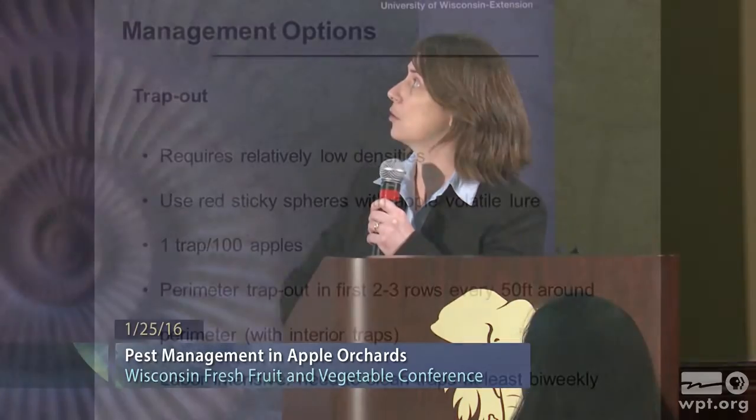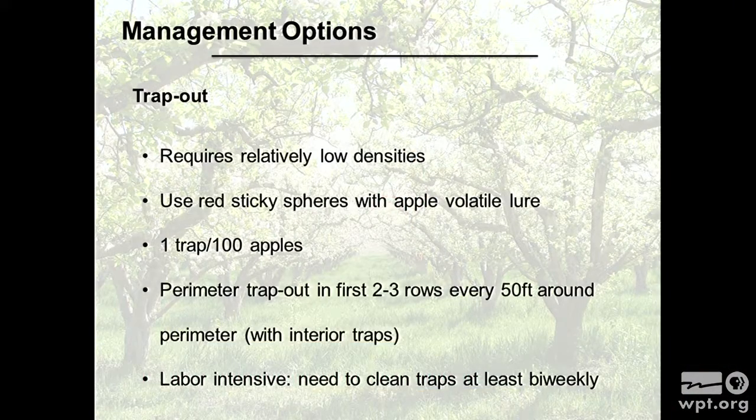So there are different options you can do. Trap out has been one that's been suggested for apple maggot. It's best when you have low densities of flies. And you can use those sticky spheres with the lure, about 1 trap per 100 apples. So that gets to be a very extensive kind of trapping that you need to do. But perimeter trap out seems to work, right?